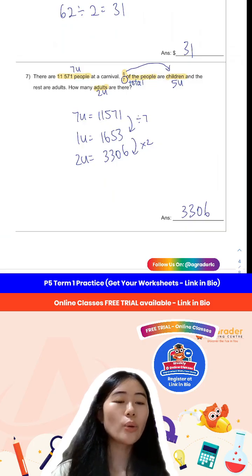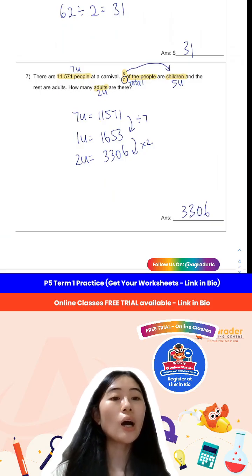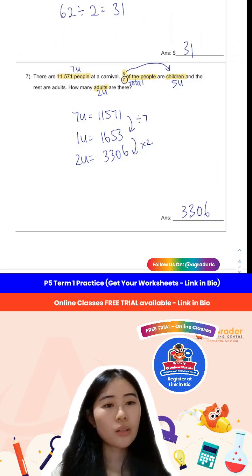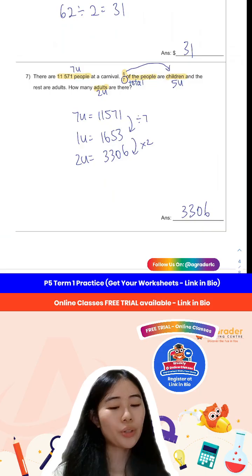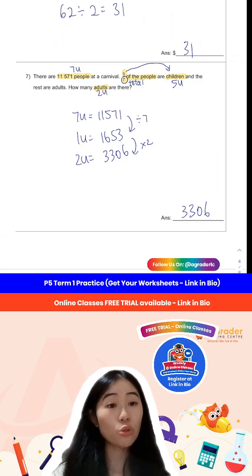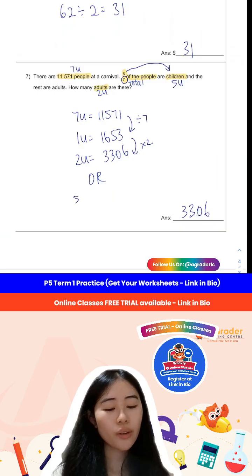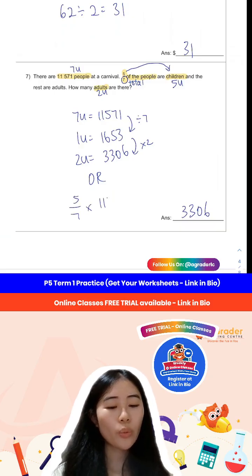Oh, okay, I have another question. Shalom Sheep asks, in exam, which one do we use? Multiply the fractions or the units? Okay, so Shalom Sheep, for this question, you can use units. You can also multiply the fraction. So, for example, you can use 5 over 7 times 11571. If you multiply the fraction, you will get the same answer, but I should be using 2 over 7.